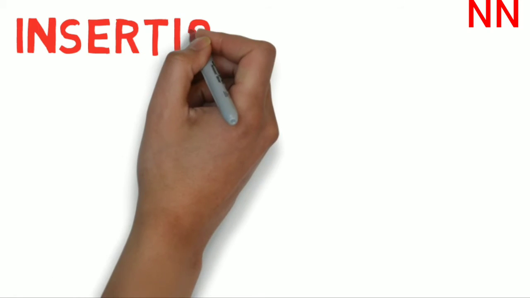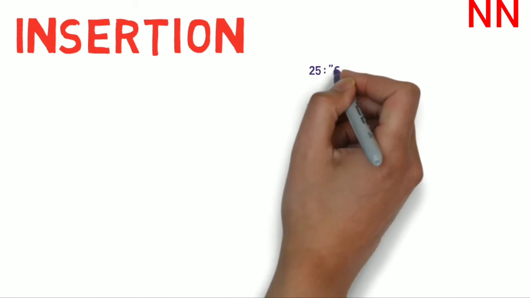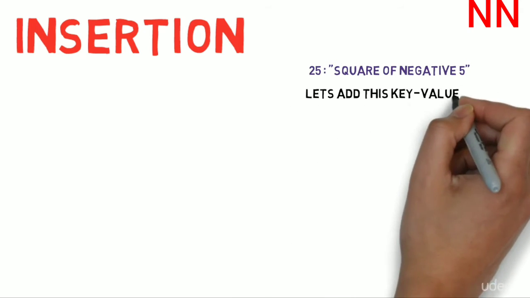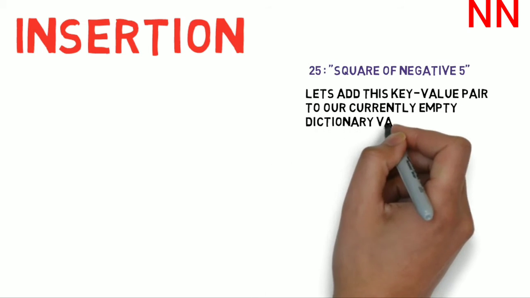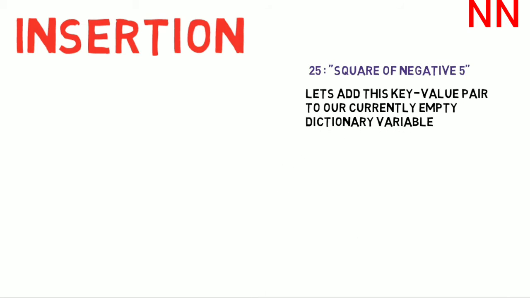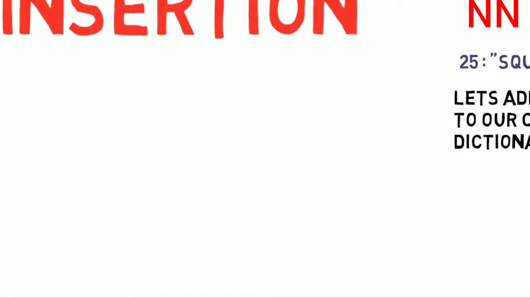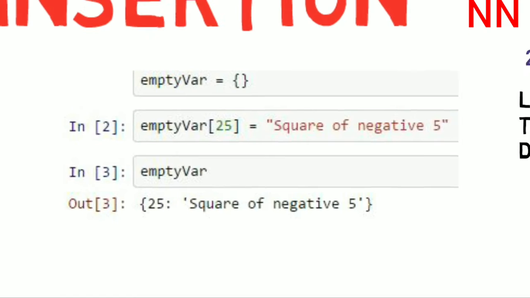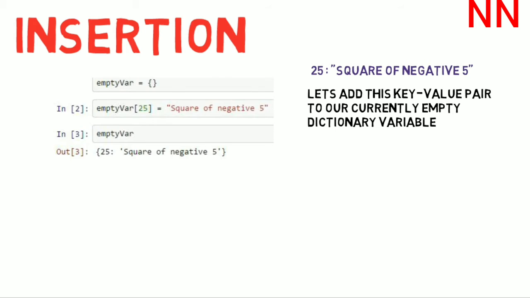So let's start with insertion, which is putting a key value pair into a dictionary. We want to put this key value pair into an empty dictionary which doesn't have any key value pairs yet. The key is 25 and the value is square of -5. So let's add this key value pair to a currently empty dictionary variable. Let's create the empty dictionary as empty_var. Then empty_var[25] = square of -5. We'll add a key value pair to empty_var. The key will be 25 and the value will be square of -5.